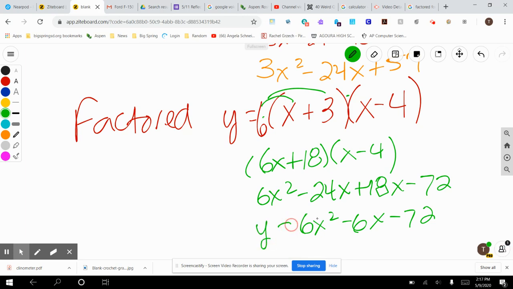and I should have put y equals 2. Okay, good talk.